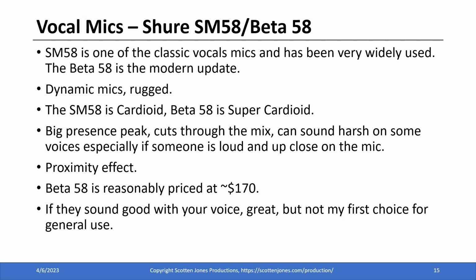The SM58 is a cardioid mic. There is a newer version of it called the Beta 58, which is several years old now, which is supercardioid. So it's got a tighter pickup pattern. It's a little easier to work with. If you're going to pick one or the other, probably the Beta 58 is a better way to go, in my opinion. They have a big presence peak and cut through the mix, but they can sound harsh on some voices. Especially if somebody's really loud and really up close on the mic, it can sound harsh.